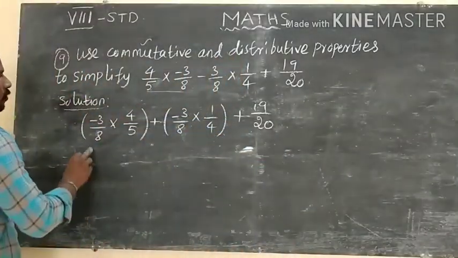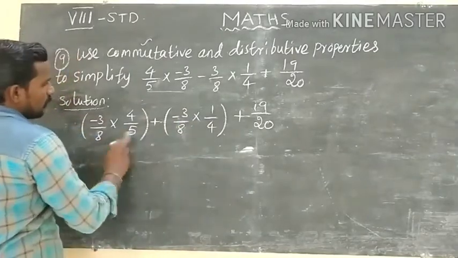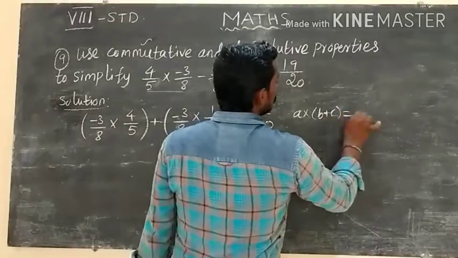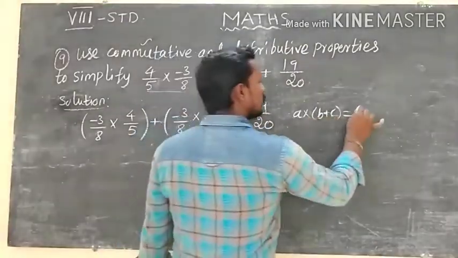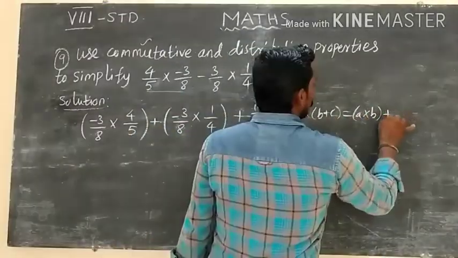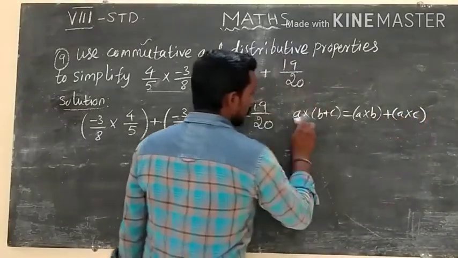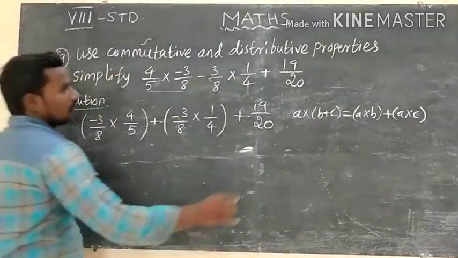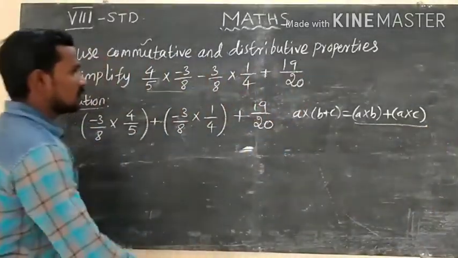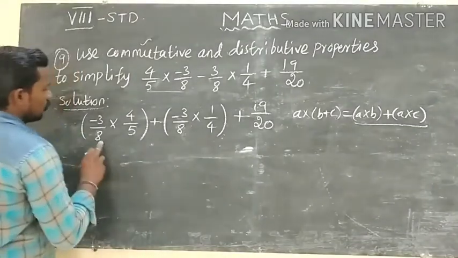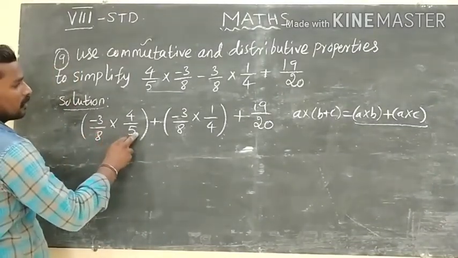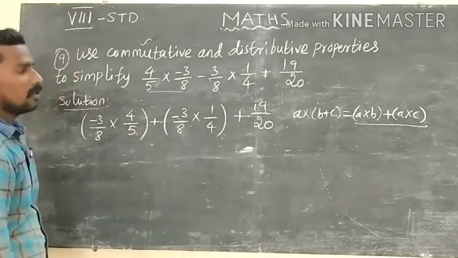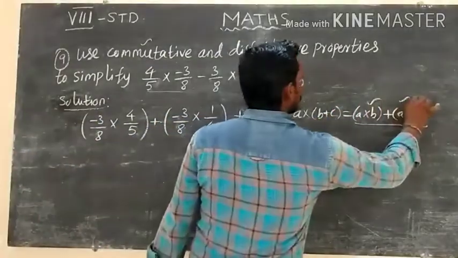Another one, the distributive property. Compare the result. A into B plus C is equal to, this is your distributive property, A into B plus A into C. In the same manner, consider the RHS, which looks like A into B plus A into C. The same values. Okay, this exists.